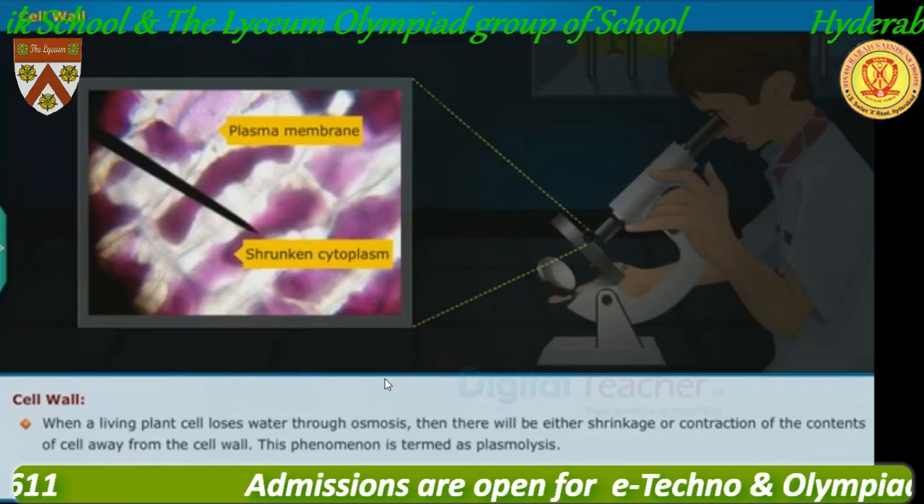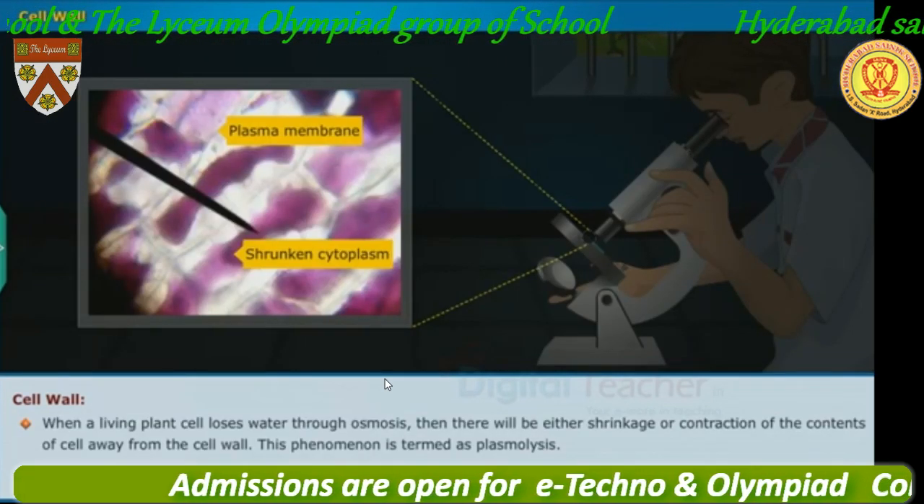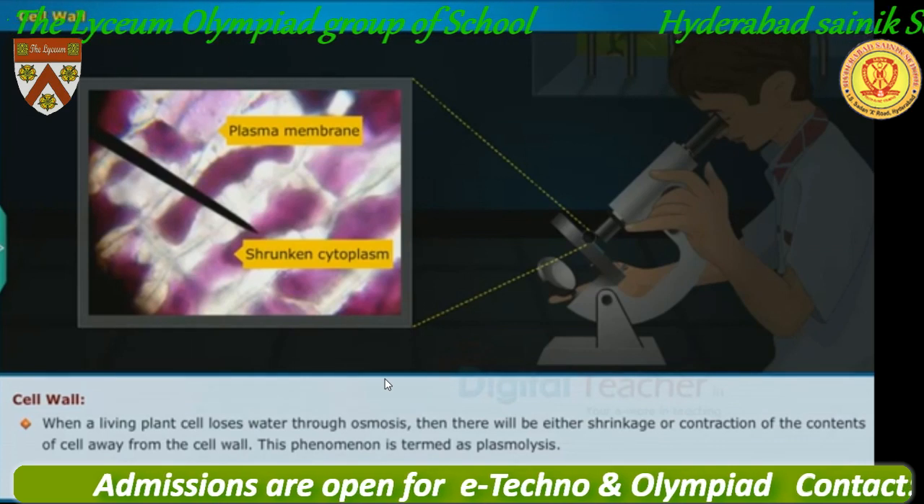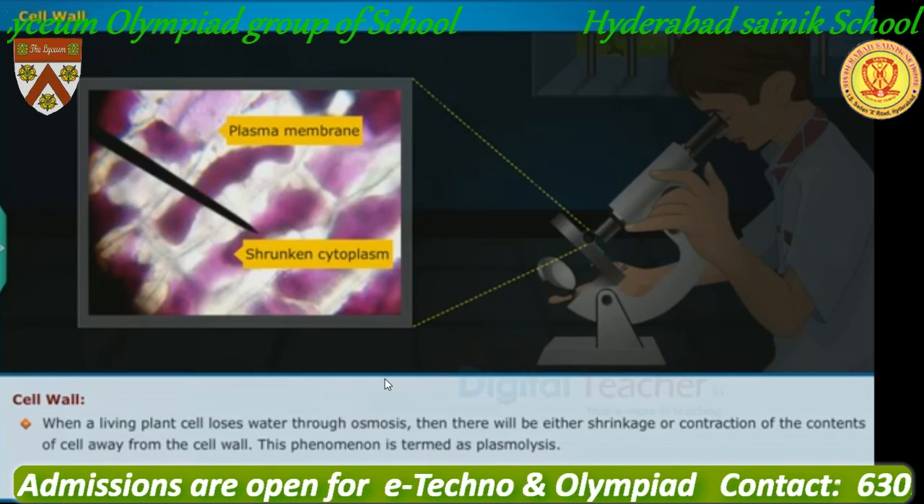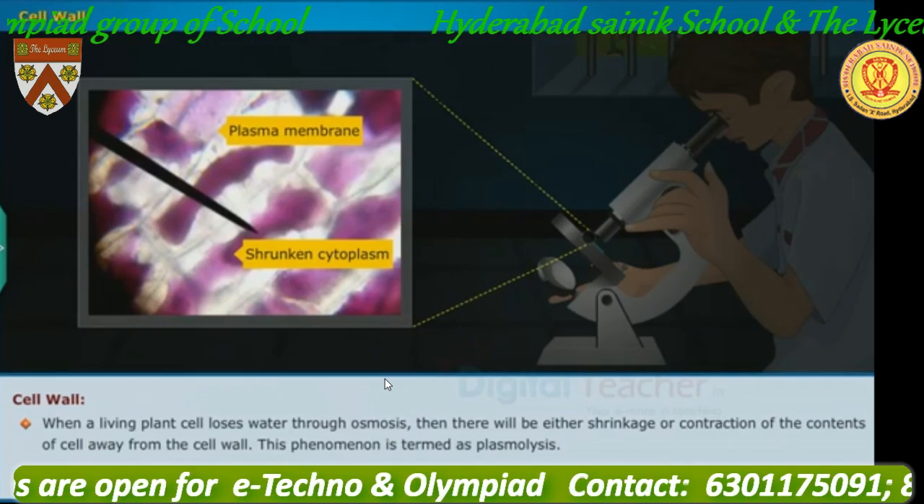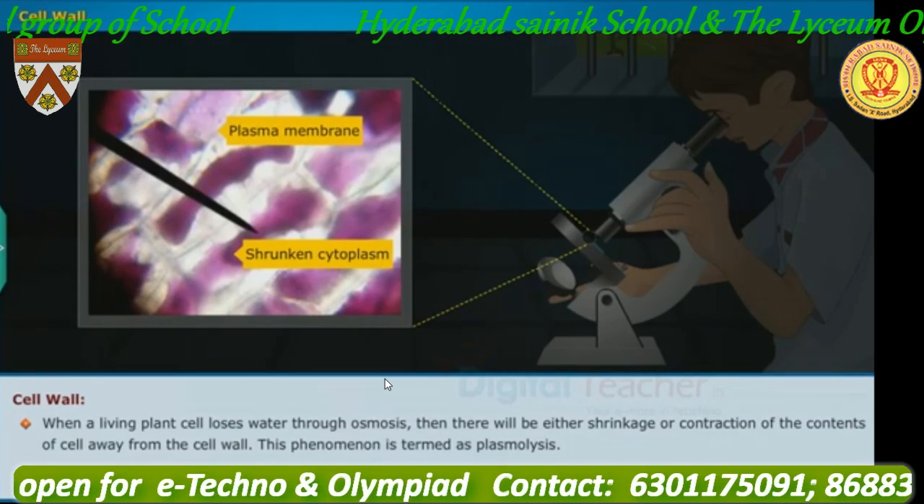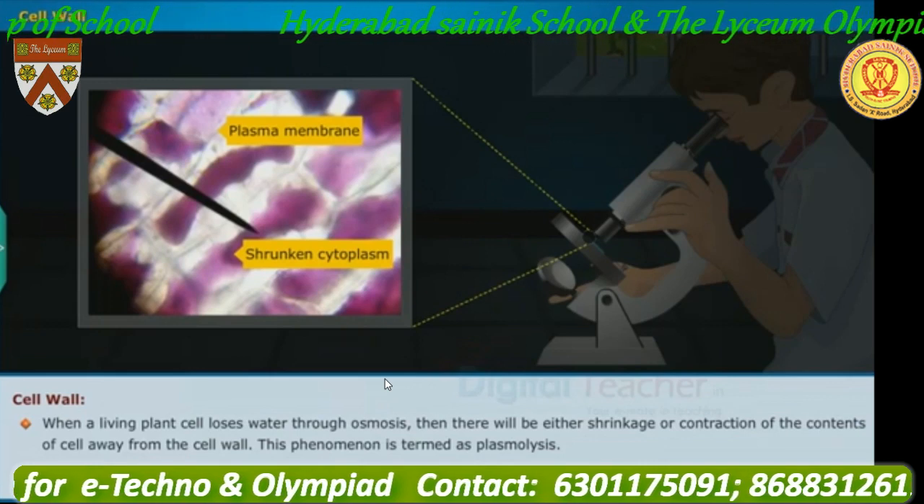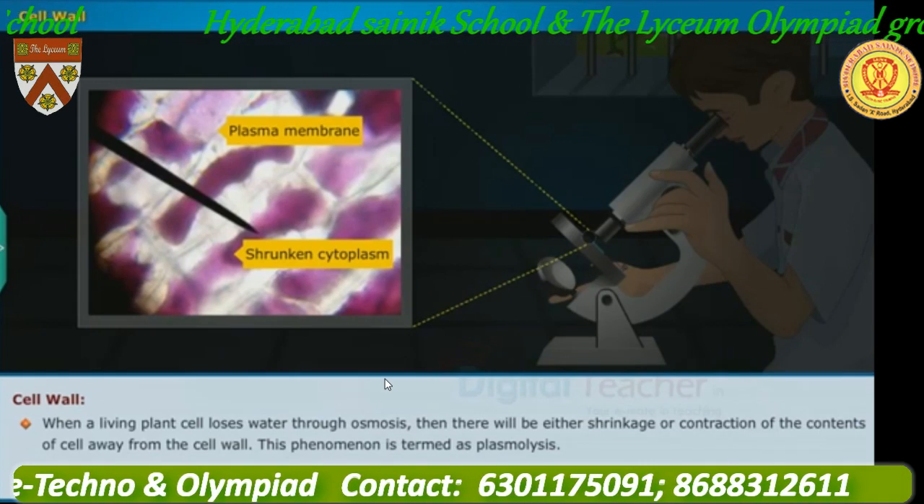When a living plant cell loses water through osmosis, there will be either shrinkage or contraction of the contents of the cell away from the cell wall. This phenomenon is termed plasmolysis. Let us perform an activity to know more about plasmolysis.